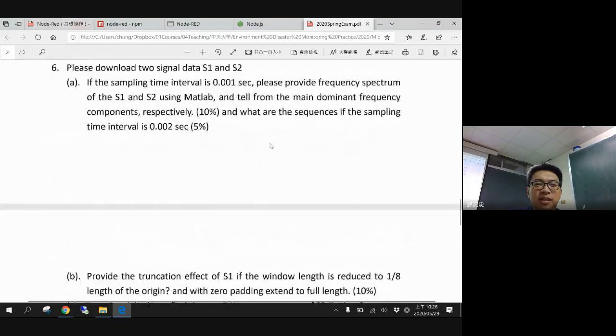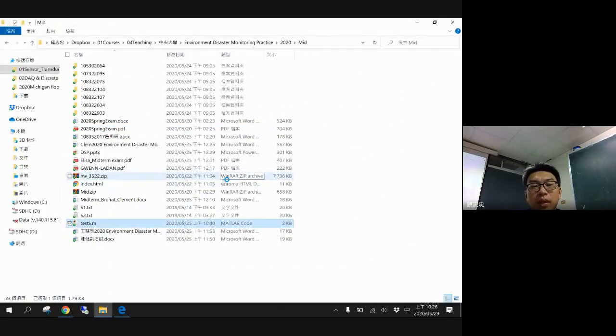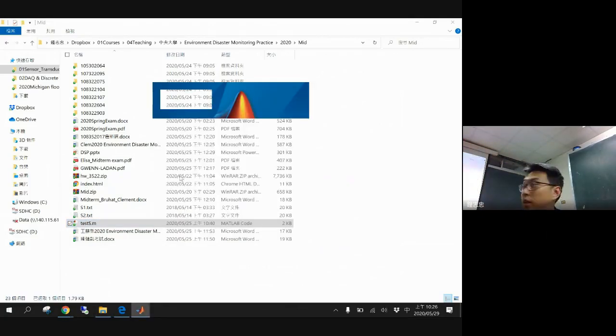And for the sixth, I think most of you did not finish these questions. Let me choose an example for all of you. I think the first, S1, is very easy. You can find maybe the three components at a high frequency level.